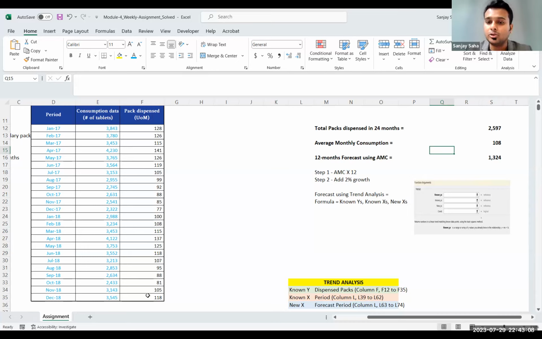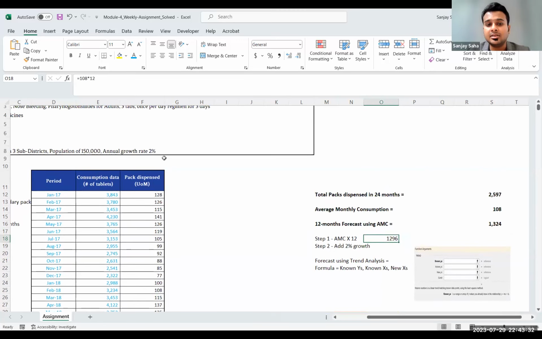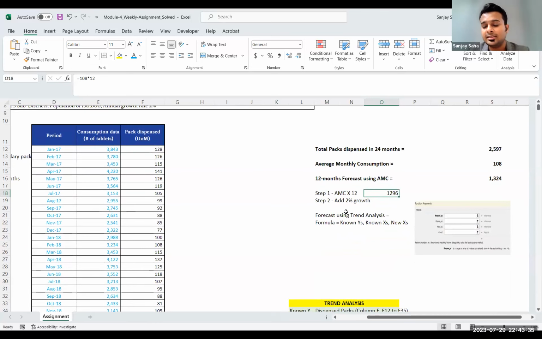The third question was to calculate a forecast using average monthly consumption, AMC. So we have the AMC, 108. Step one is to find the AMC and then multiply it with 12. So the AMC is 108, and if we multiply it with 12, we get 1296. But we also know that there is an annual growth rate of 2%. So let's assume there will be a 2% increase in the demand of the product as well. So we add 2% to 1296.